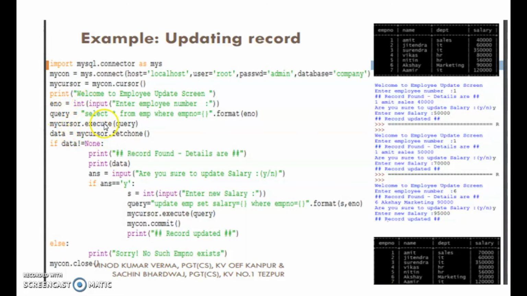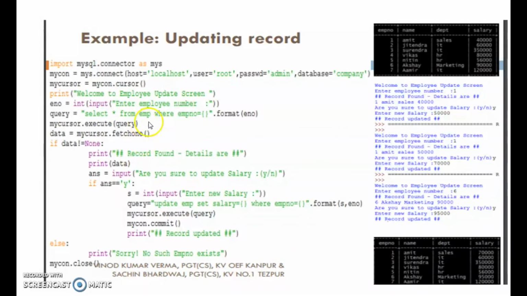Then query is equal to select star from EMP where EMP number is equal to curly braces, then quotation closed, comma, format ENO. So this is the argument to this function format. That will be substituted here in this curly braces, that is, where EMP number is equal to whatever number you gave here, that will be substituted here. Then mycursor.execute query. Then data is equal to mycursor.fetchone.